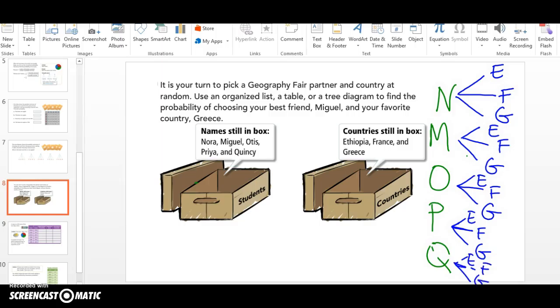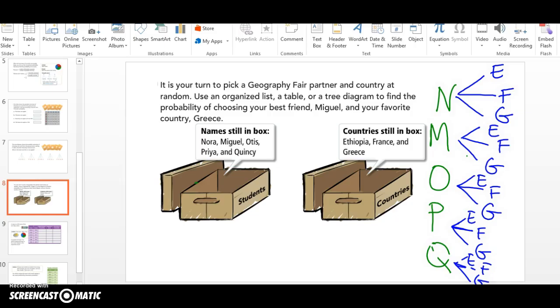All right, who can tell me the probability of getting Miguel and Greece? Is it 12, 15? Okay, tell me how you're getting 2. Well, I circled Miguel and France because it's and. If it's and, it actually has to be both. So and can only be Miguel and Greece. That's the only one.